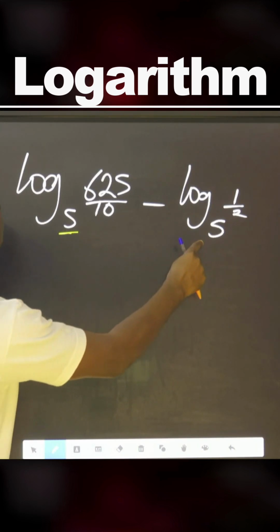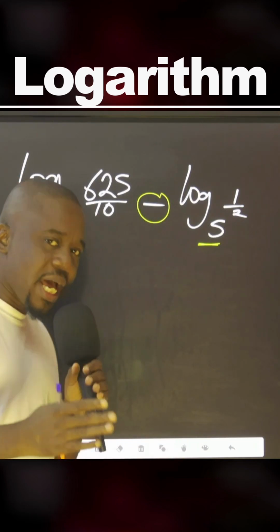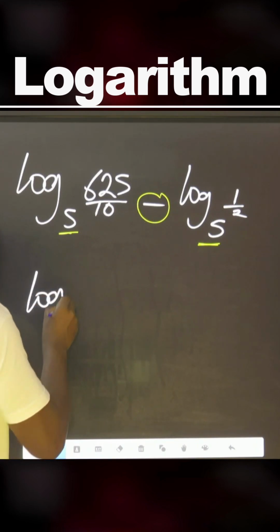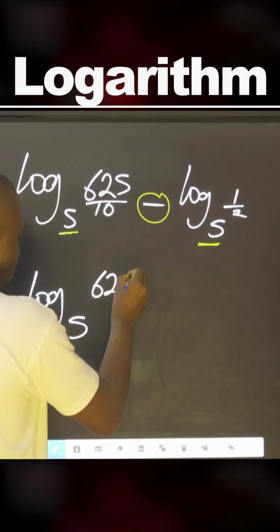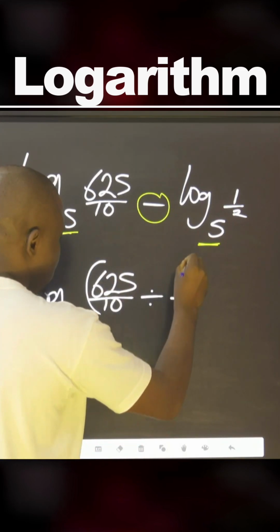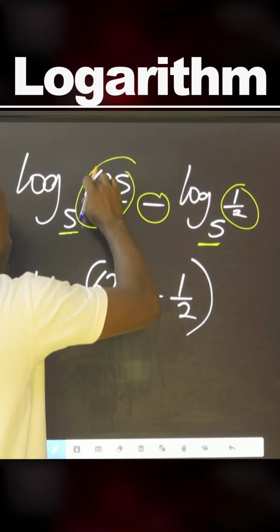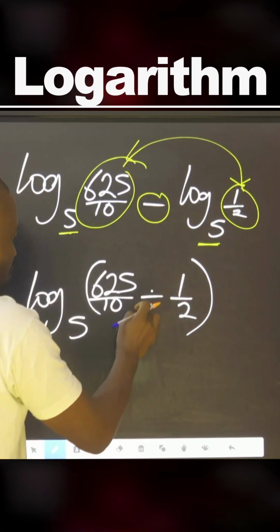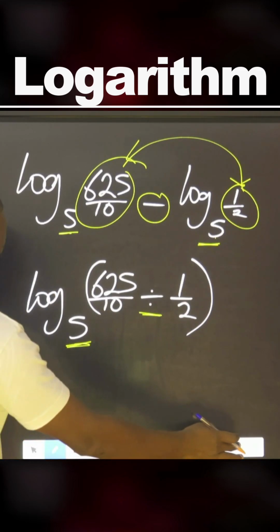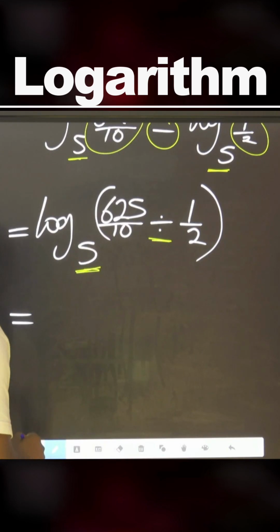Because this base and this base are the same, and it is minus that is separating them, it means I can bring them together using division. So as you can see now, this and this have come together using division. And we are only using this as the base. Okay? According to the second law of logarithm.